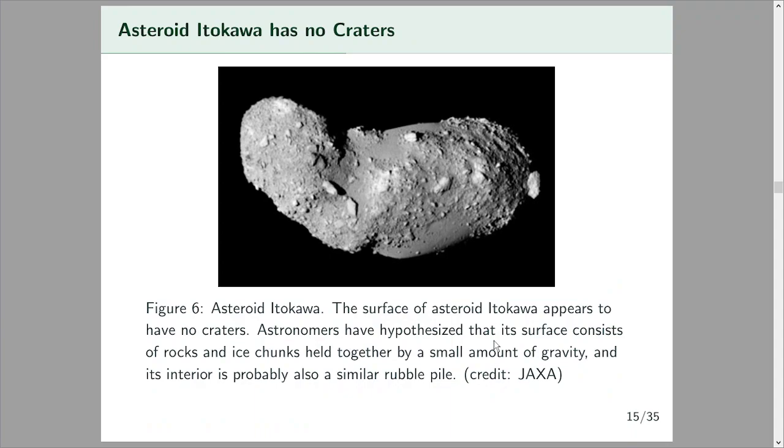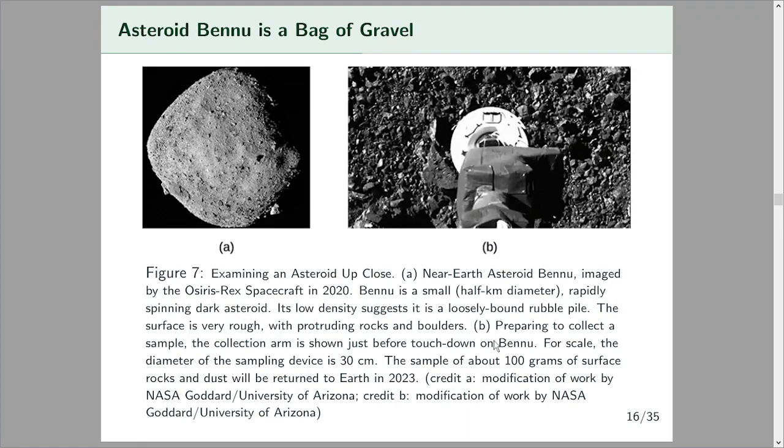Here's another asteroid, Itokawa. It appears to have no craters on it, which means it's probably more gravelly than some of the others. And it kind of looks gravelly. This was taken by the Japanese Space Organization.